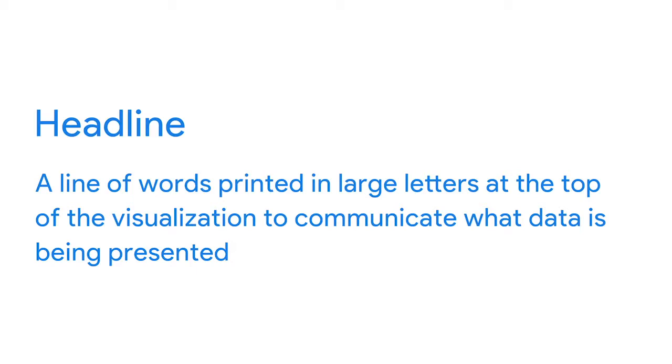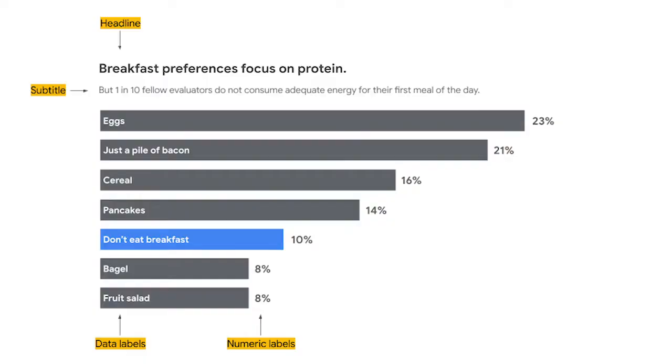One of the easiest ways to highlight key data in your data viz is through headlines. A headline is a line of words printed in large letters at the top of the visualization to communicate what data is being presented. It's the attention grabber that makes your audience want to read more. Take charts, for example. A chart without a headline is like a report without a title. You want to make it easy to understand what your chart's about. Be sure to use clear, concise language, explaining all information as plainly as possible. Try to avoid using abbreviations or acronyms, even if you think they're common knowledge.